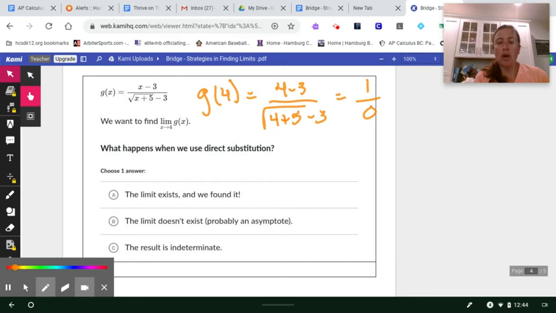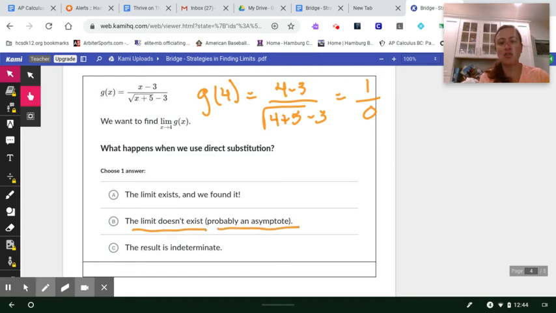So I've got my work off to the side there. I have 4 minus 3 is 1. This becomes 9, so the square root of 9 is 3. 3 minus 3 is 0. So again, it's all fun and games till you divide by 0. I would say the limit does not exist. And again, I just want to stress it's probably an asymptote. And I'm going to even throw in the word vertical to be more specific there. It is probably a vertical asymptote.